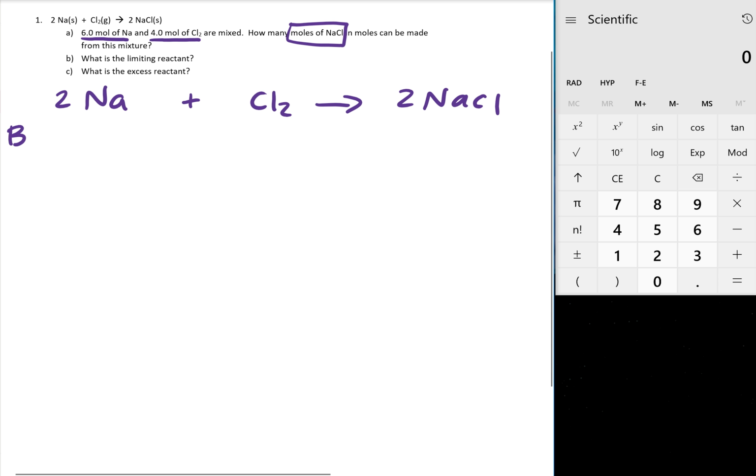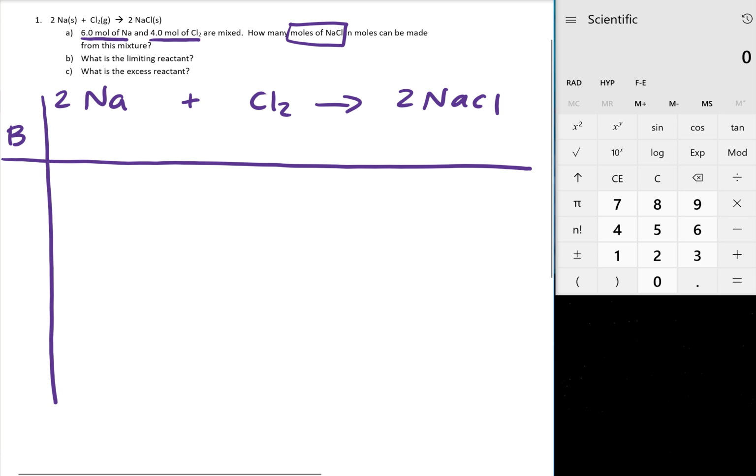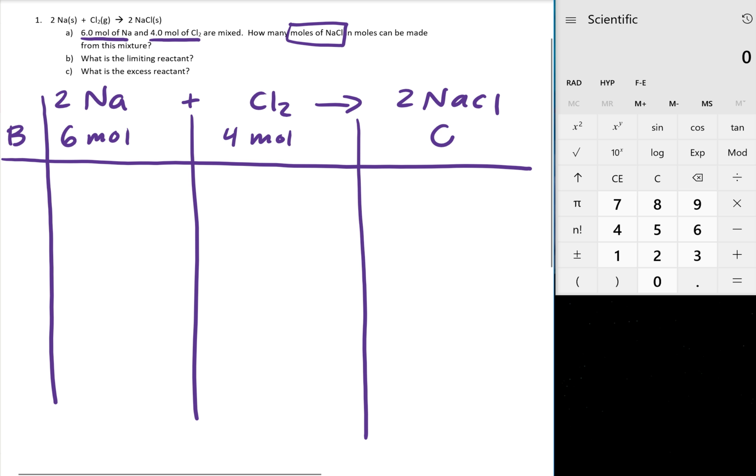B stands for before, so the quantity of each reactant that we have before the reaction begins. Based upon the question itself, we have 6 moles of sodium at the beginning of the reaction. We have 4 moles of chlorine at the beginning. And it is assumed that 0 moles of product are present at the beginning of reactions.